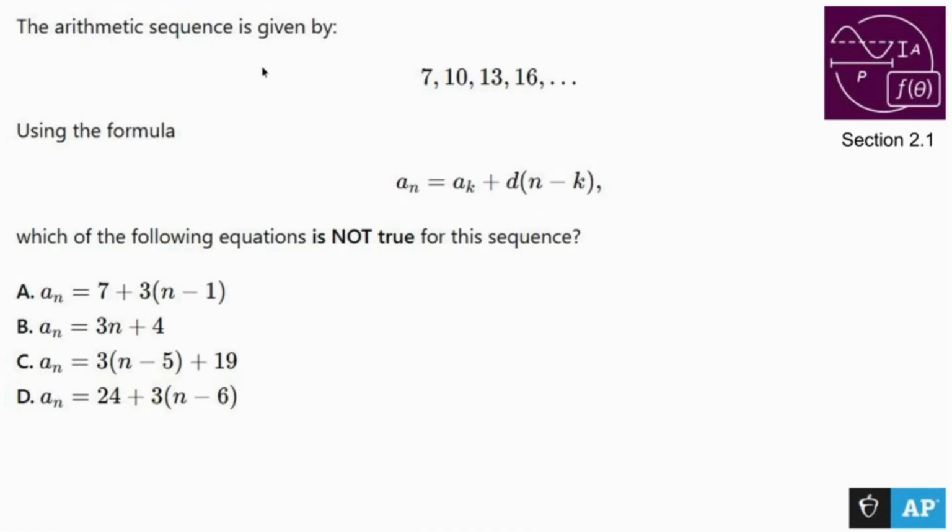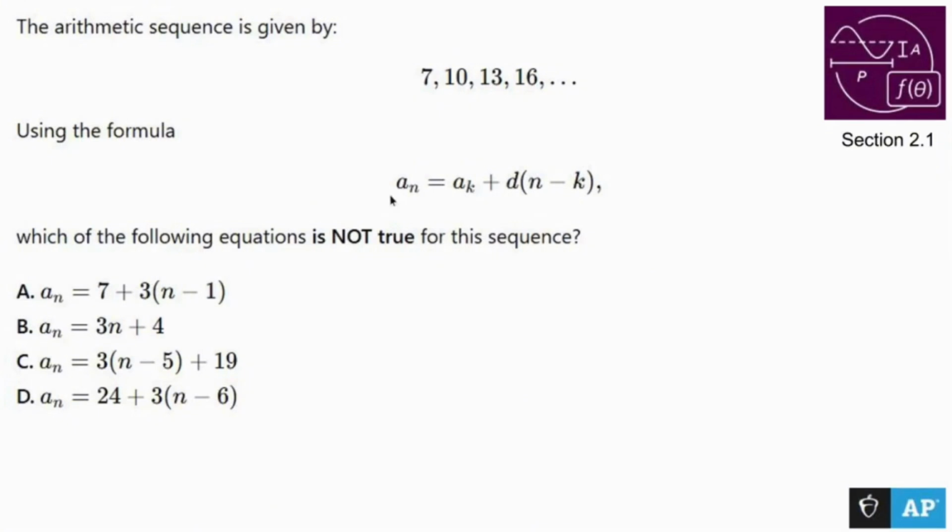The arithmetic sequence is given by 7, 10, 13, 16, and so on, using the formula a sub n equals a sub k plus d times the quantity n minus k, which is basically the arithmetic sequence formula for the kth term. Which of the following equations is not true for the sequence? All right, so let's pick one of these. In fact, let's try to pick one that it looks like is already given to us and see if anything works. So let's do the first term.